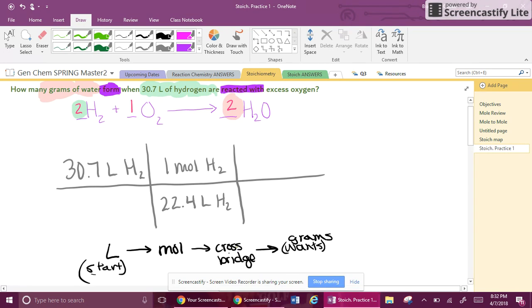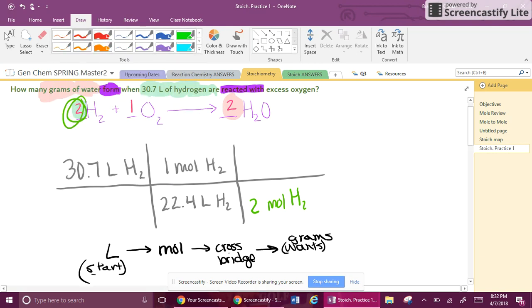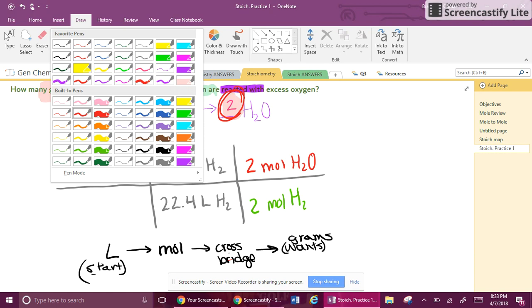Now I need to cross the bridge. Remember, crossing the bridge is the coefficients. On the bottom goes where I started. I have H2 here, so I need to put H2 down there. Of course, it's going to be moles because we're crossing the mole bridge. I already highlighted it in green, so I know that my 2 is going to go right there: 2 moles of H2. Up top is going to go what the question wants. Here's my coefficient, 2 moles of H2O, and that's what I want, so that's why it's on top. Want over start, red over green.